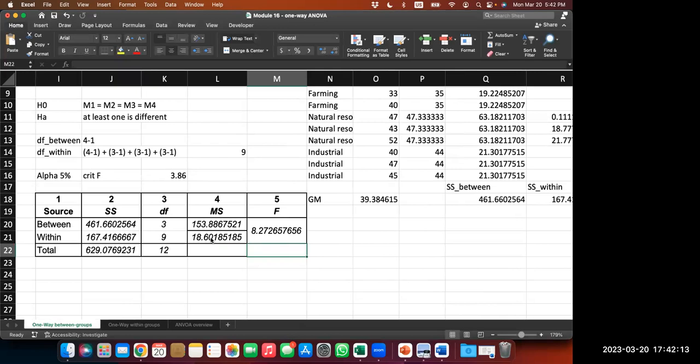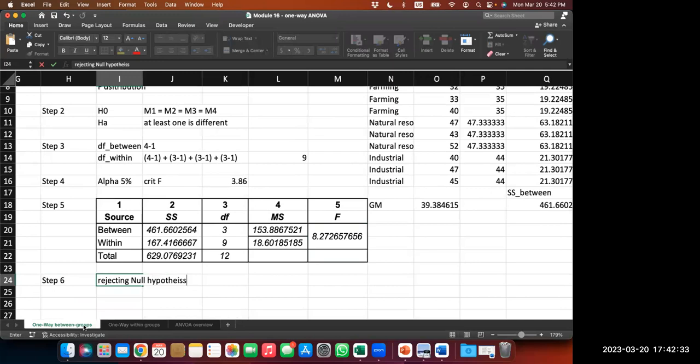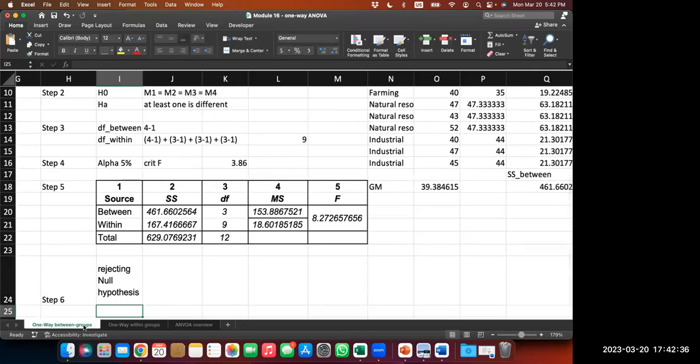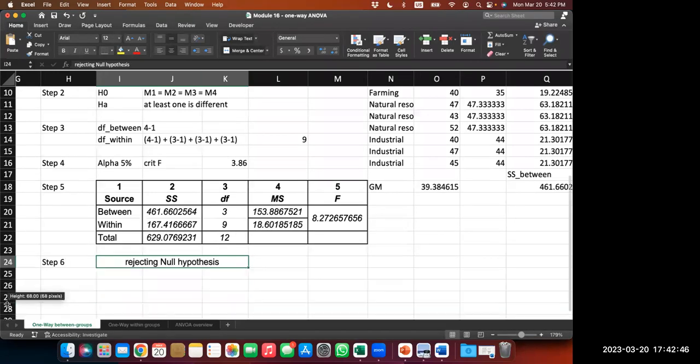And this F, if you remember the critical F, this F is exceeding. Therefore, in step 6, we are rejecting our null hypothesis, concluding that at least one of these societies is different from the grand mean.